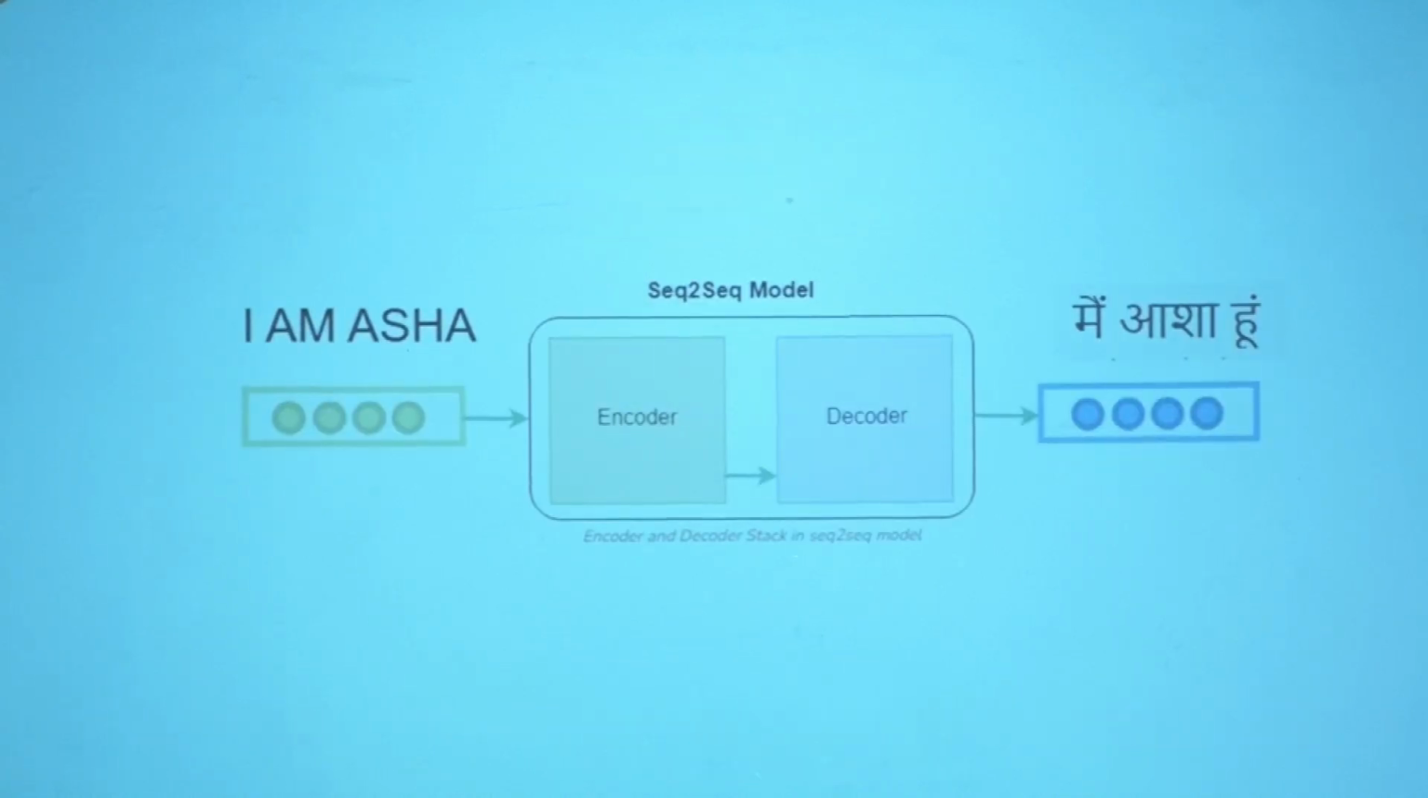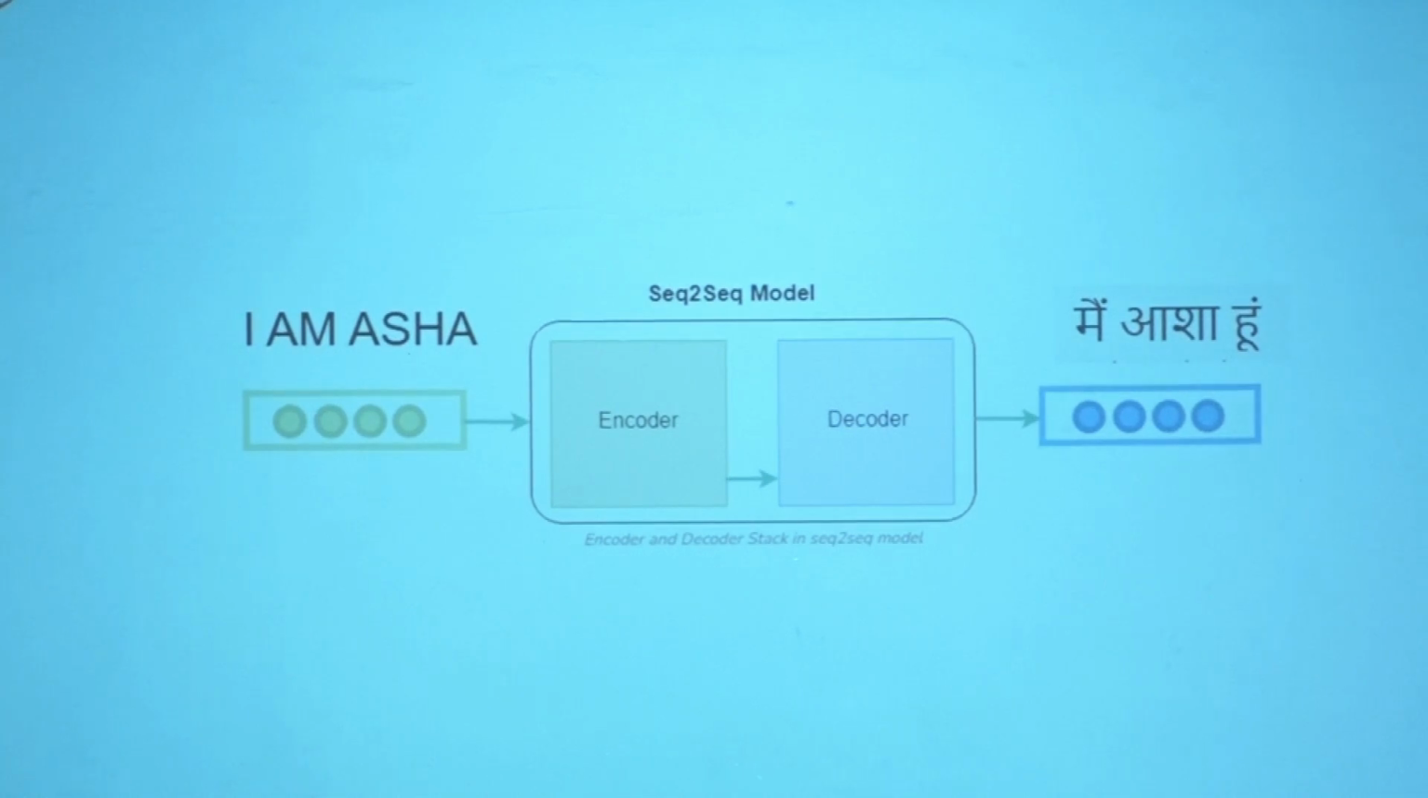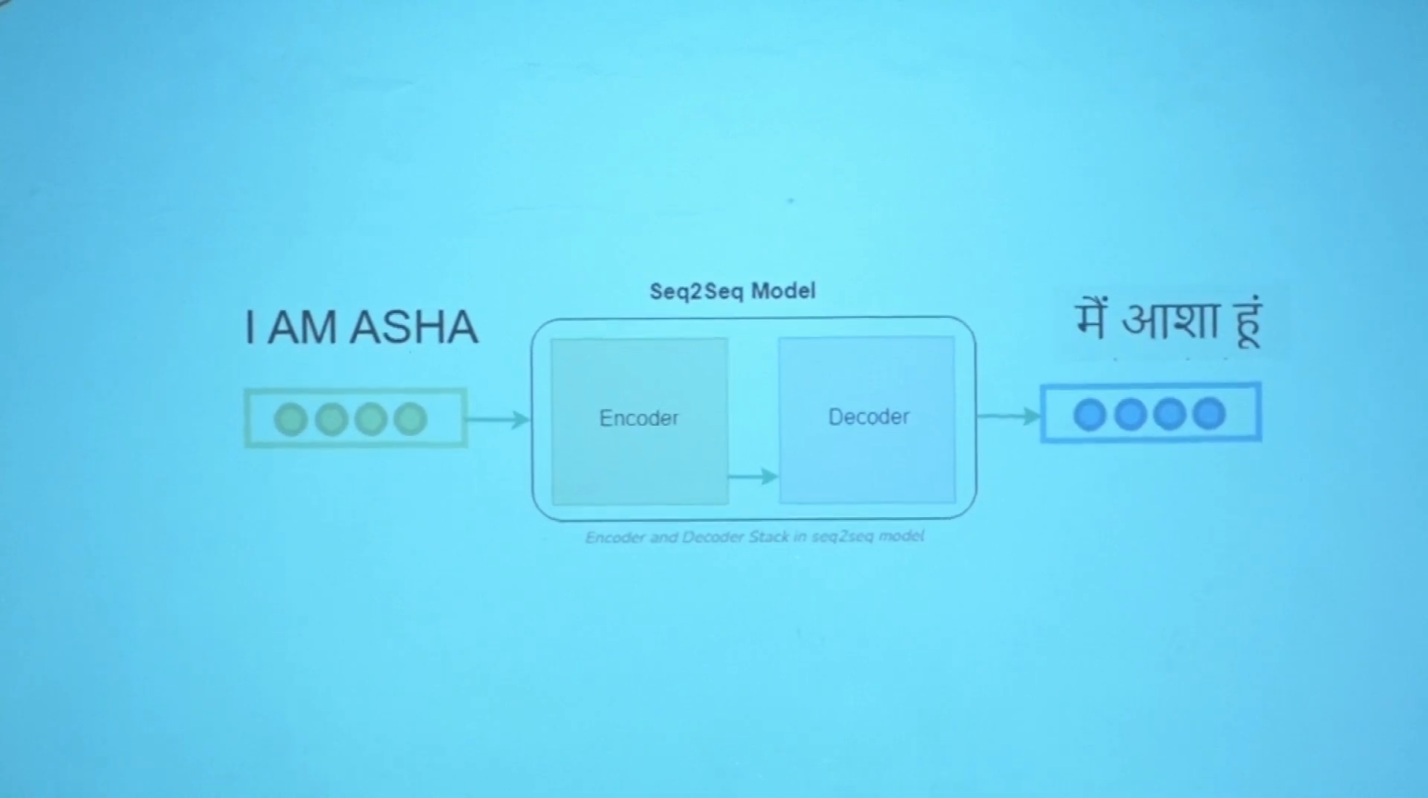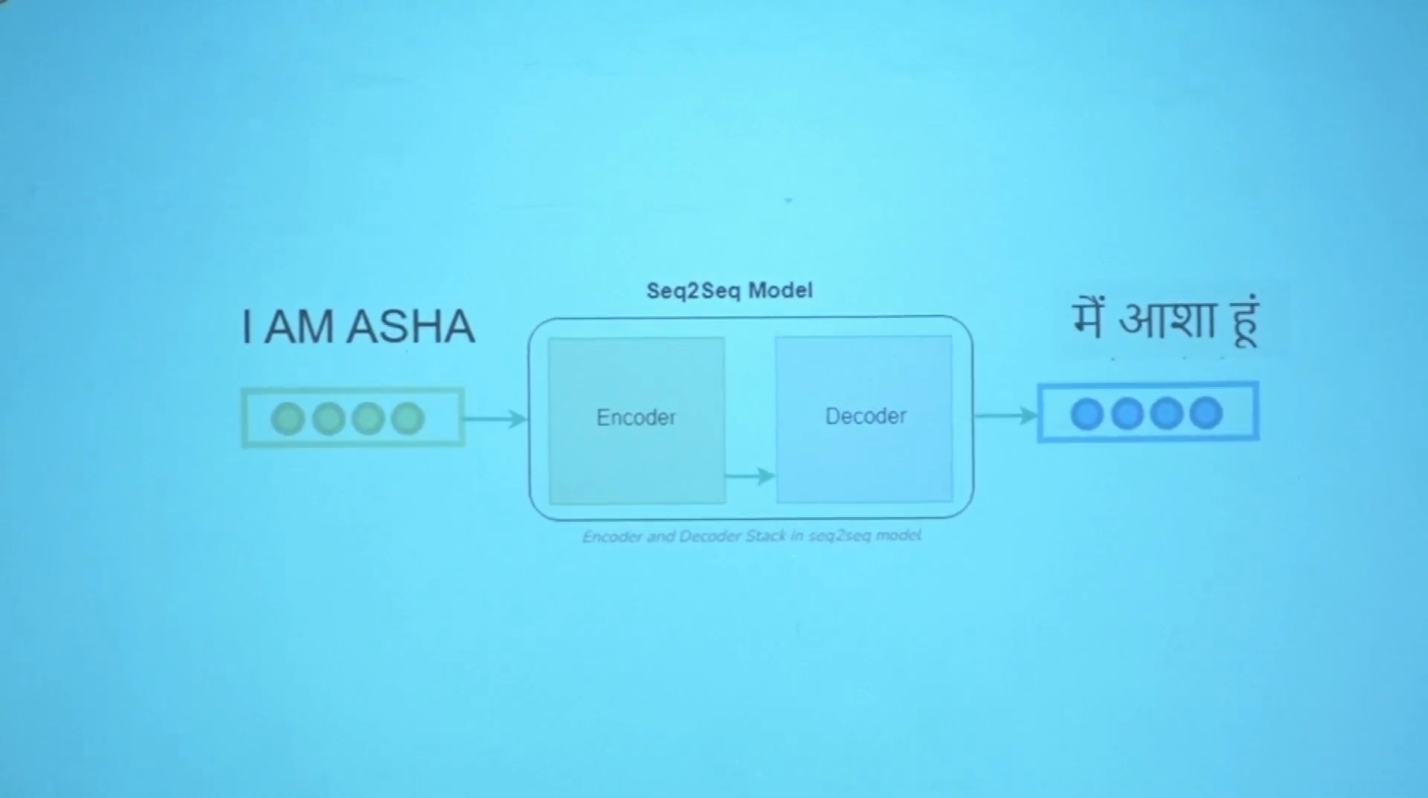Okay. So what is the input here? "I am ASHA." In which language? English. So that is converted to which language? Hindi. "Main ASHA hoon." Is it clear, everybody? So input here is a sequence in English language. Output here is also a sequence in some other language. So this is a language translation model.